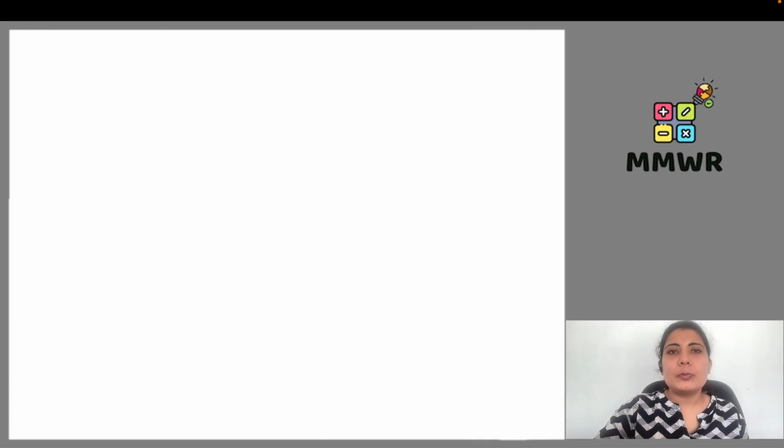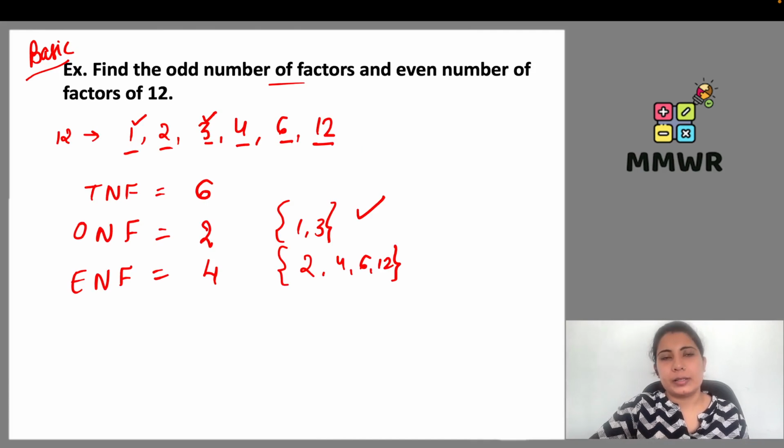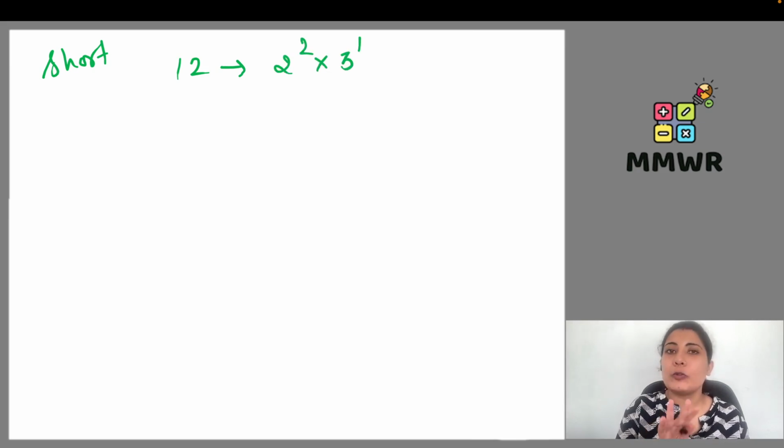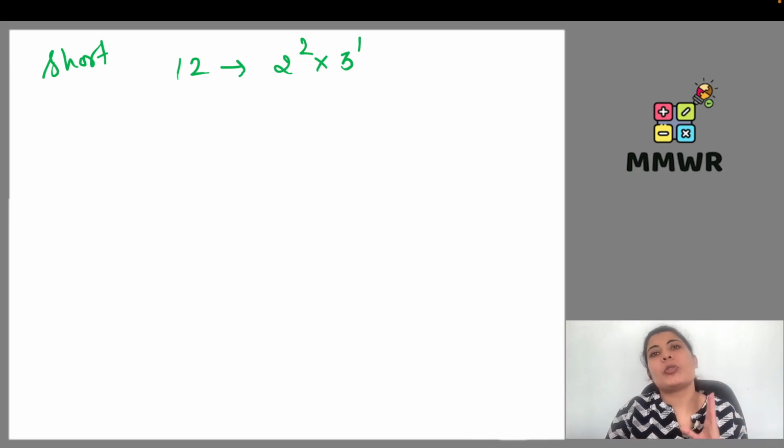We'll do the same problem for 12 as well. Same example, same method, the shortcut method will apply for 12 also. So 12 can be written as 2 square multiplied by 3 to the power 1. 2 square is 4, 4 3s are 12. So 12 हमको कब मिल रहा है? जब मैं 12 को फैक्टराइजेशन के फॉर्म में 2 square multiplied by 3 to the power 1 लिखूं.